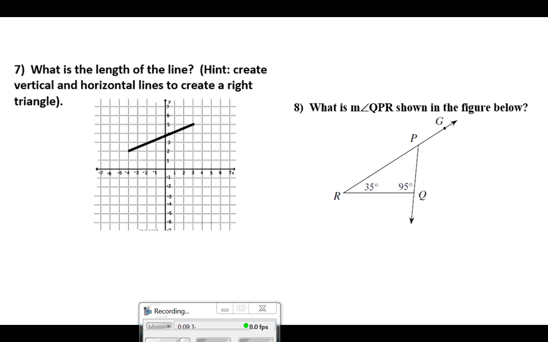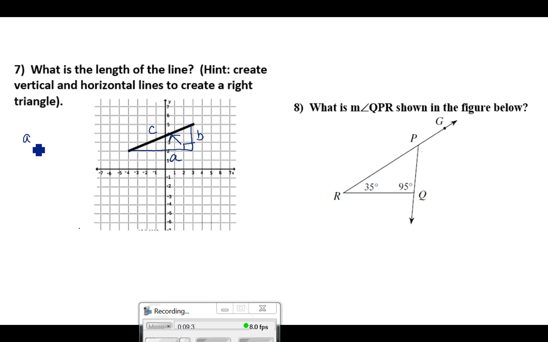Question 7. What is the length of the line? Hint: create the vertical and horizontal lines that create the right triangle, which was done for us on the last figure. So I'm going to go ahead and do that. And I know this has to be side C because it is the hypotenuse, which is across from the right angle, also the longest side. And I'm going to name those A and B.